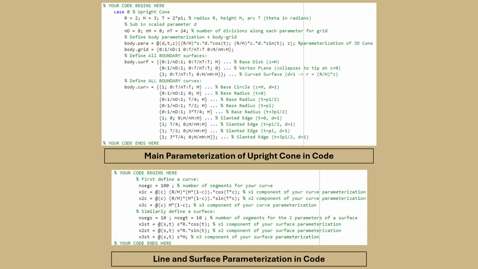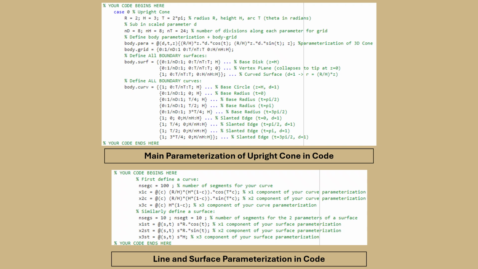This is where the base of the cone is at the height h and the tip of the cone is at the origin. I started out by defining my constants, such as r representing the radius of the cone, h representing the height, and t representing the revolution of my cone. I then provided the number of divisions each grid will be broken up into.